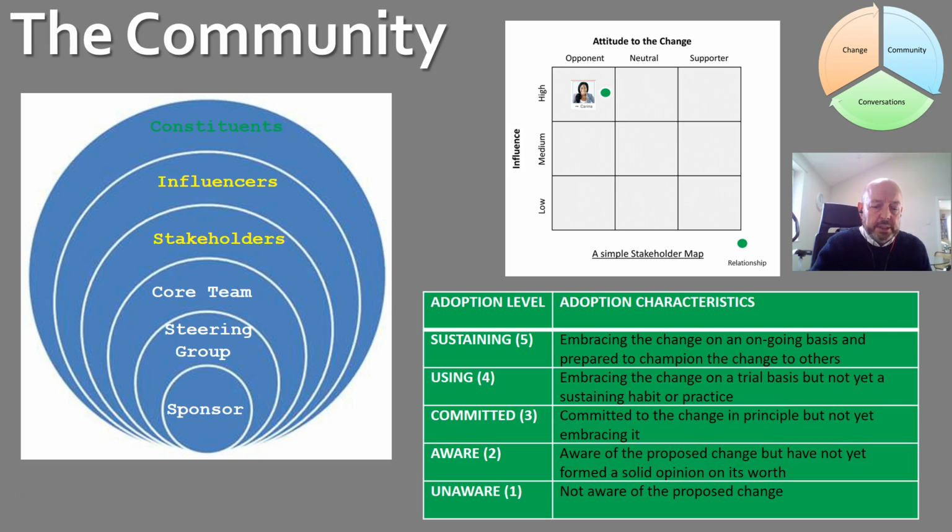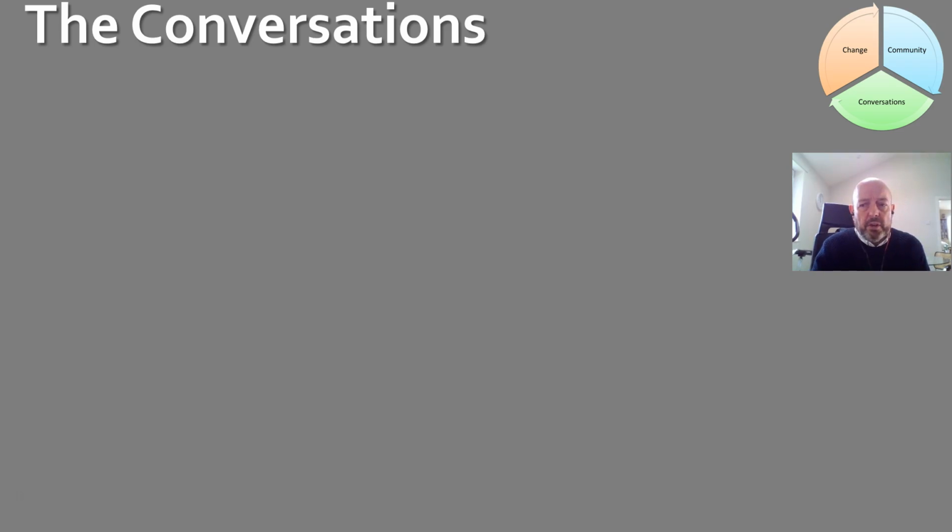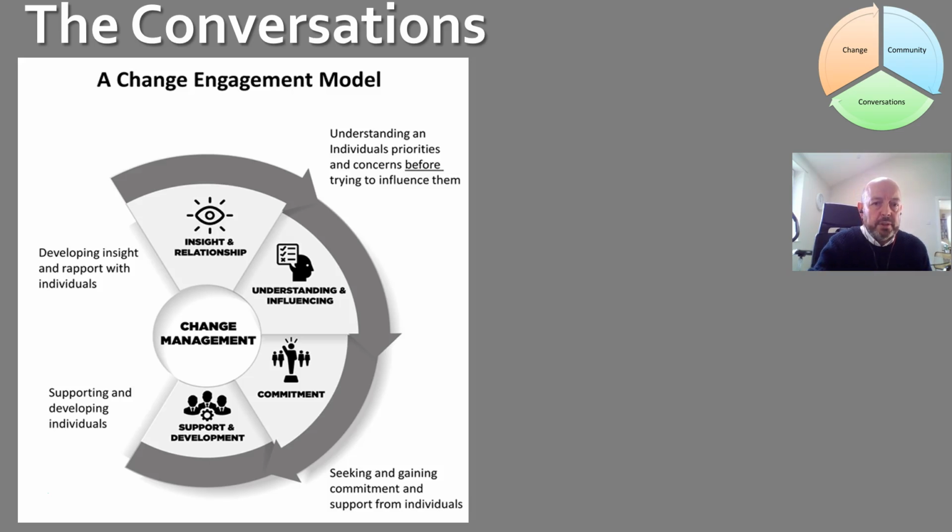We've looked at the change itself. The final thing is the conversations about change. I was nearly going to put the communications, but I think change really is not a one-way communication. It is a conversation. And when you're dealing with individuals, there's a change engagement model that is generally accepted.